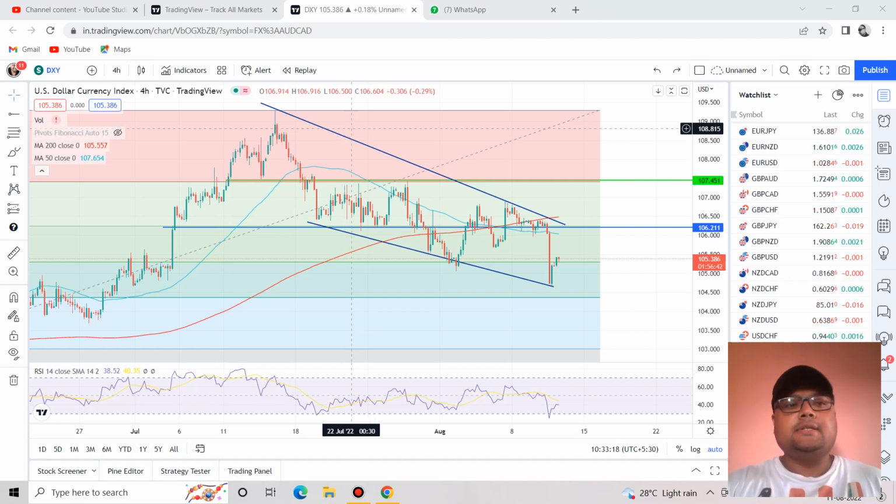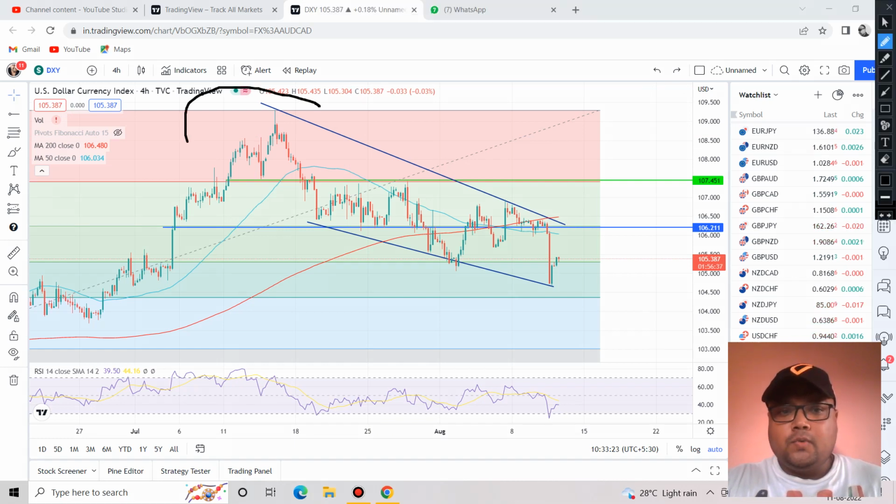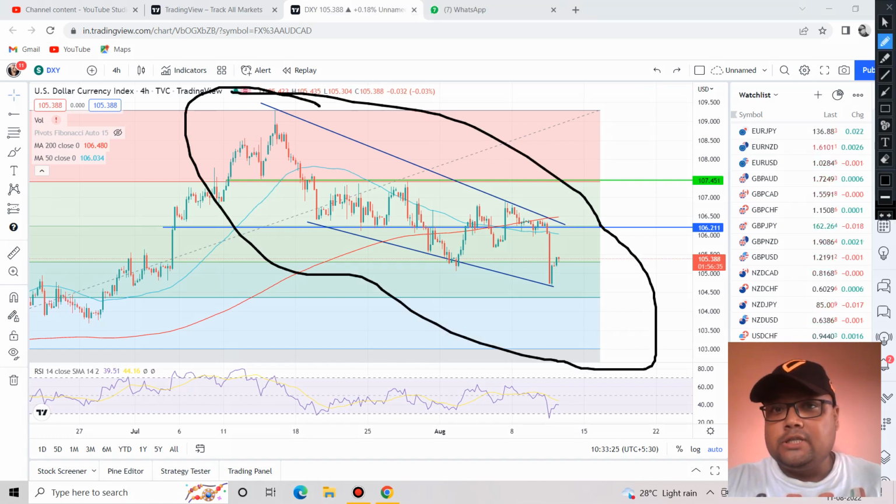So if we observe the chart of DXY right now, we can see that DXY is trading in a downward channel after making a low of around 104.50. DXY is trying to recover.